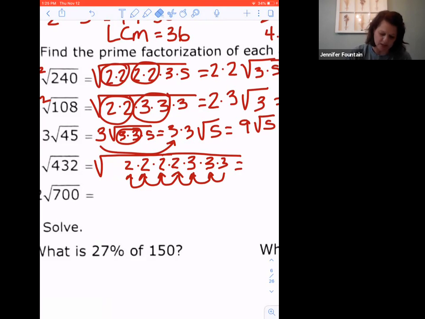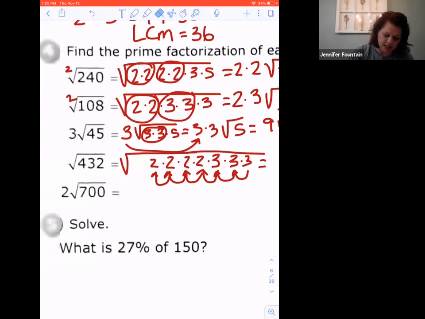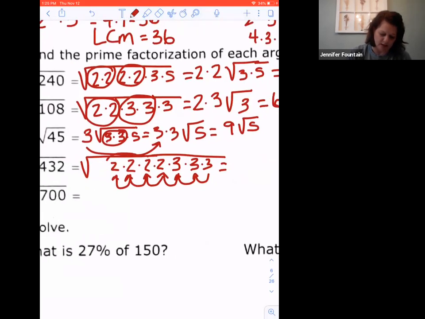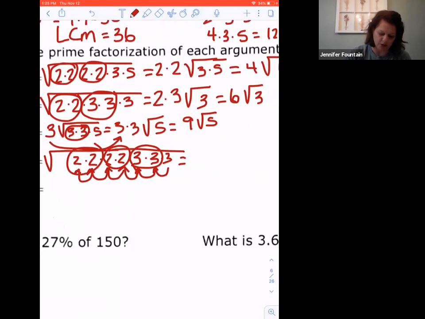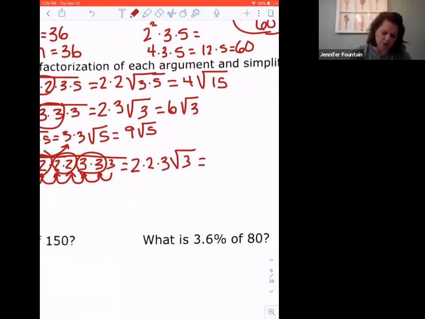All righty. So now I start buddying up. My understood index, remember, is a 2. So I've got these buddies and these buddies and these buddies. I'm able to pull out a 2 and a 2, and I'm going to have to multiply those together. I have a 3 that's left under the radical. So 2 times 2 is 4, and 4 times 3 is 12. And then I have my square root of 3 left under my radical.